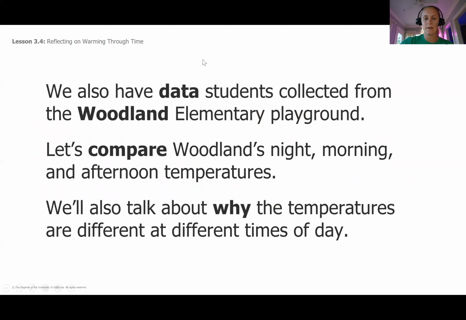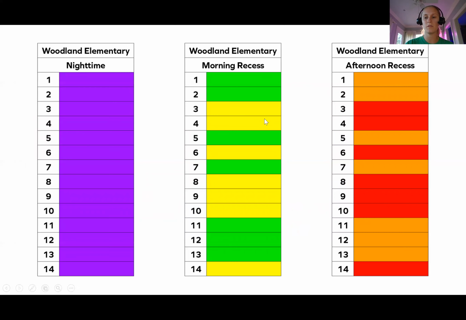We also have data students collected from the Woodland Elementary playground. So let's compare Woodland's night, morning, and afternoon temperatures, and we'll talk about why the temperatures are different at different times of the day. So here's Woodland's, okay? So you see, just like Carver, it's cold at night.